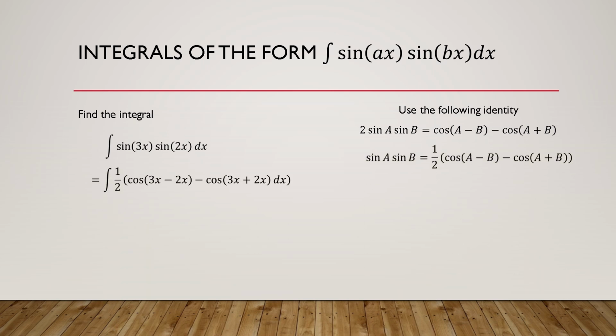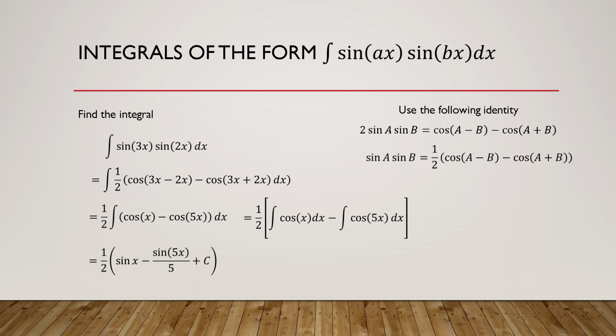We now have the integral of 1/2 quantity cosine 3x minus 2x minus cosine 3x plus 2x dx. The 1/2 can be moved outside the integral as a constant, then add like terms. Then we split the integral at the minus sign. Now when we take the integrals, we get 1/2 times the quantity of sine x minus sine 5x over 5 plus c. When we distribute our 1/2, we get a final answer, sine x over 2 minus sine 5x over 10 plus c.